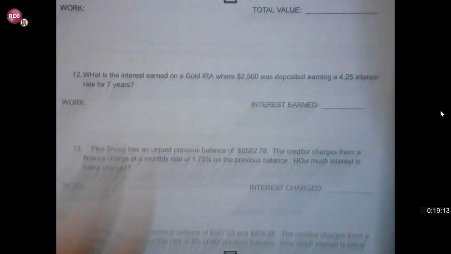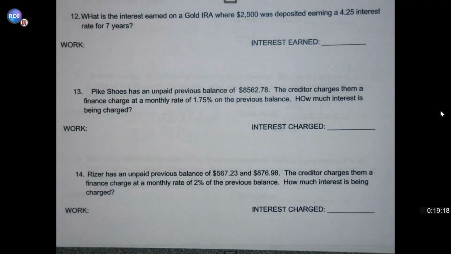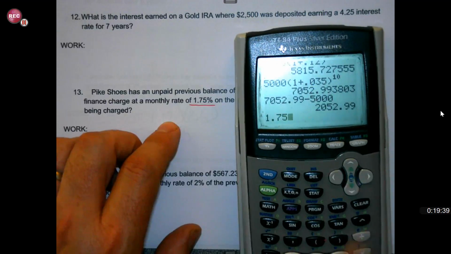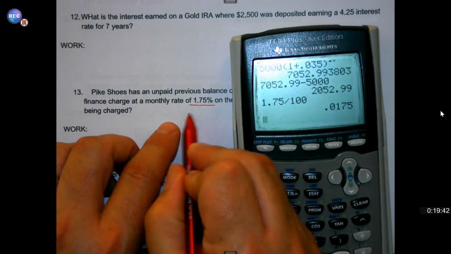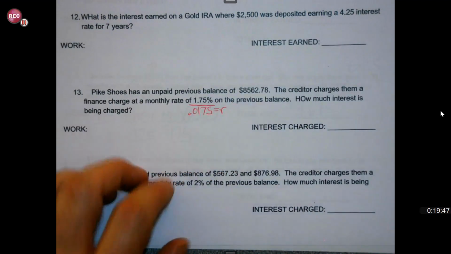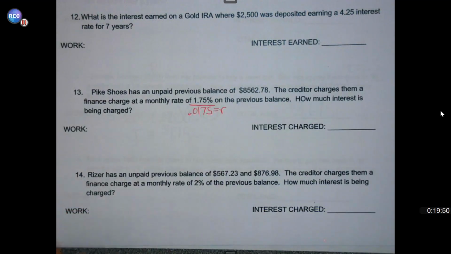Let's go to 13. Bounce around a little bit here. All right. Pike Shoes has an unpaid previous balance of $8,562.78. The creditor charges them a finance charge at a monthly rate of 1.75% on the previous balance. How much interest is being charged?